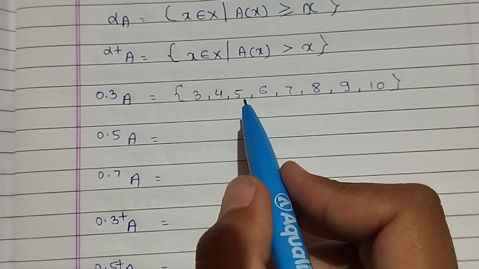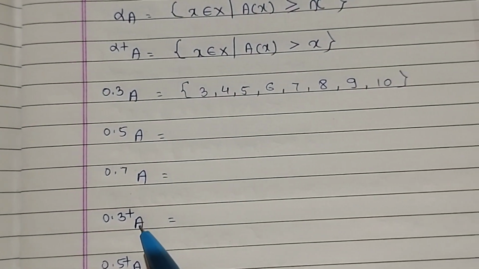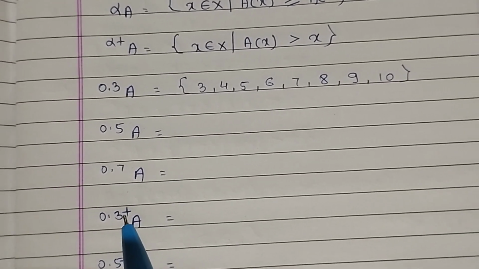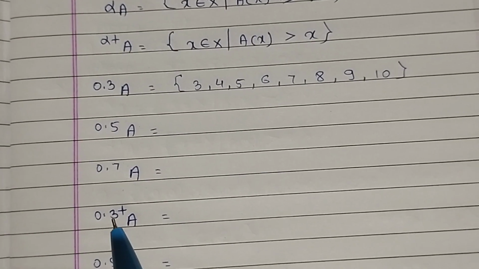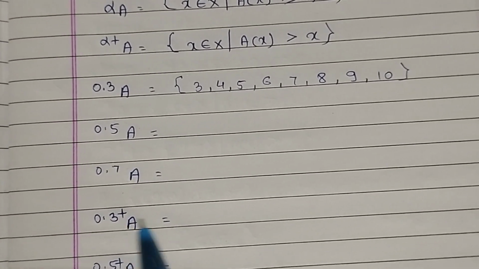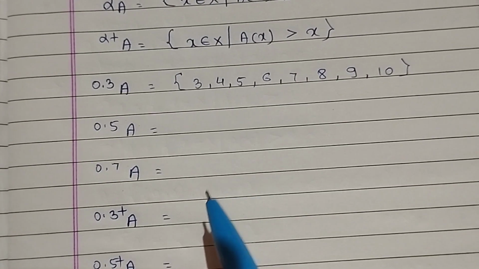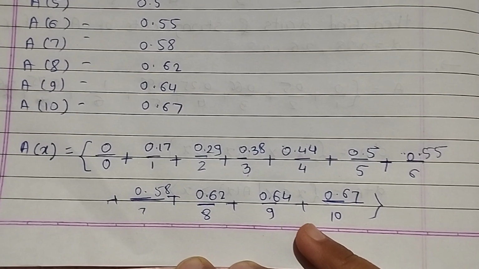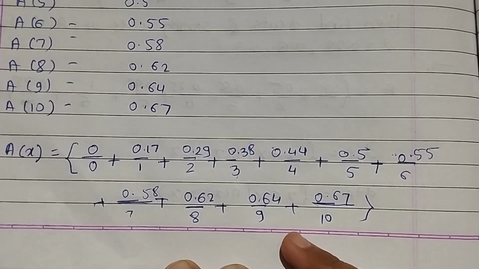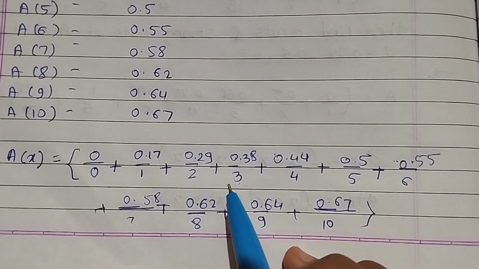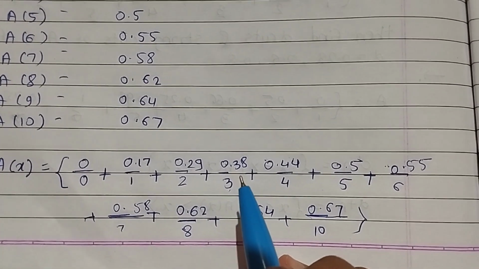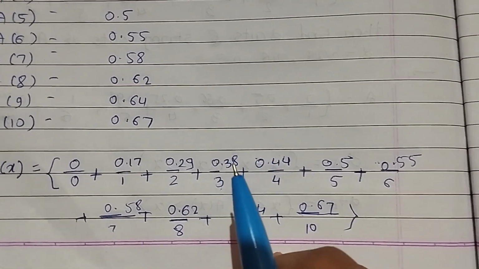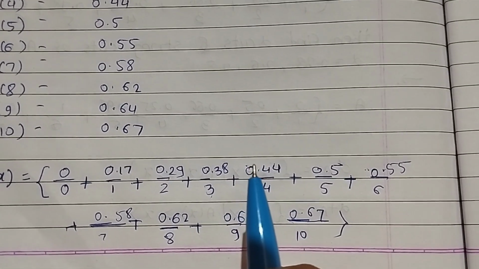If we want the strong alpha cut set of 0.3, we only check whether 0.3 is present in the fuzzy set or not. If present, skip that value of x and write all the remaining values as they are. In our fuzzy set, 0.3 is not the image value of any x. So the strong alpha cut for 0.3 is the same as the alpha cut of 0.3.